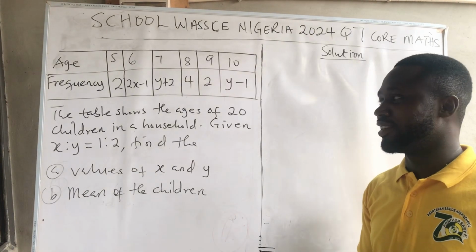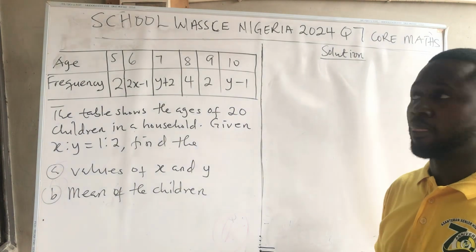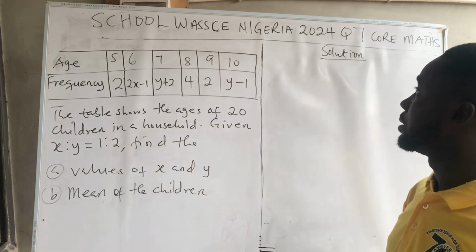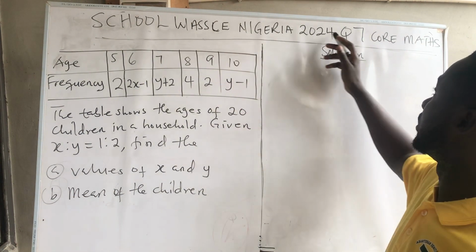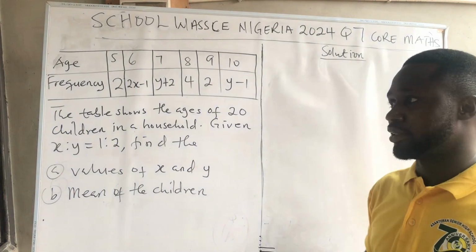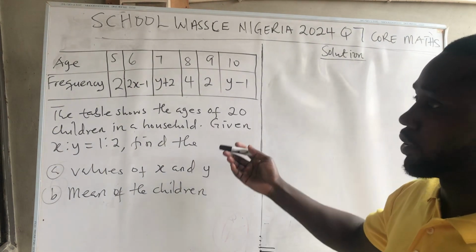Hello, let's consider this question. That is WASSCE, School WASSCE Nigeria 2024, question 7, commerce. Let's look at the question.